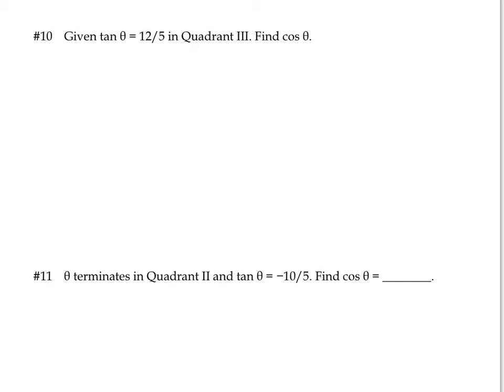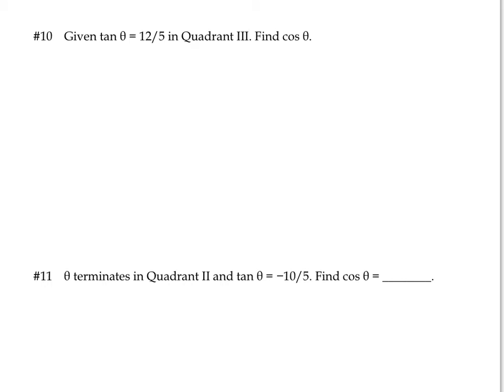Now we're going to go to the last couple problems here. Number 10, tangent is 12 over 5 in quadrant 3. So that was a little sloppy there. Let's try that again.